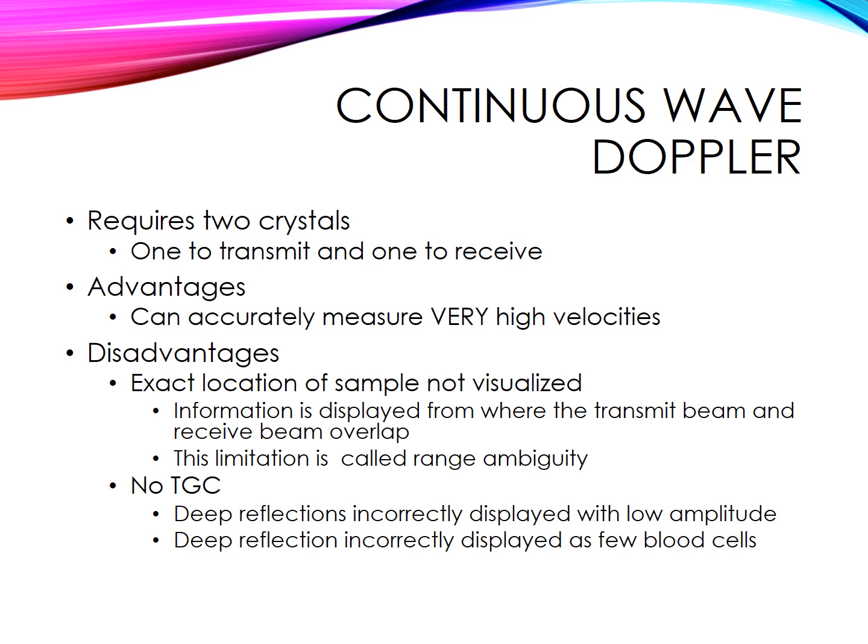The other disadvantage to continuous wave Doppler is that we can't TGC or change the gain on those received echoes. So the problem with that is that deeper reflections might be incorrectly displayed as a low amplitude, so it would be like a really light gray in our spectral tracing. One is actually a strong reflector, it's just deep into the tissue, or deep reflections might be incorrectly displayed as just a few blood cells.